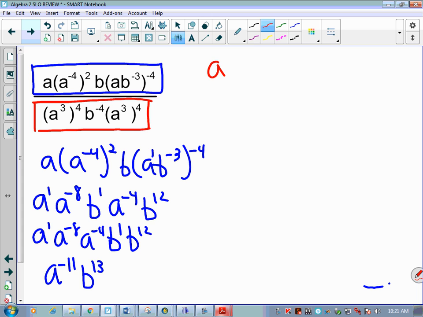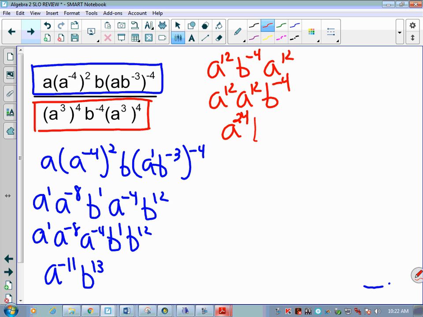Let's take care of this as we go. A to the third to the fourth becomes what? A to the 12th. And that's just b to the negative fourth. Do I need to do anything to it? No. Can I rewrite this as a to the 12th, a to the 12th, b to the negative fourth? What's a to the 12th times a to the 12th? A to the 24th, b to the negative fourth. That is my denominator, correct?